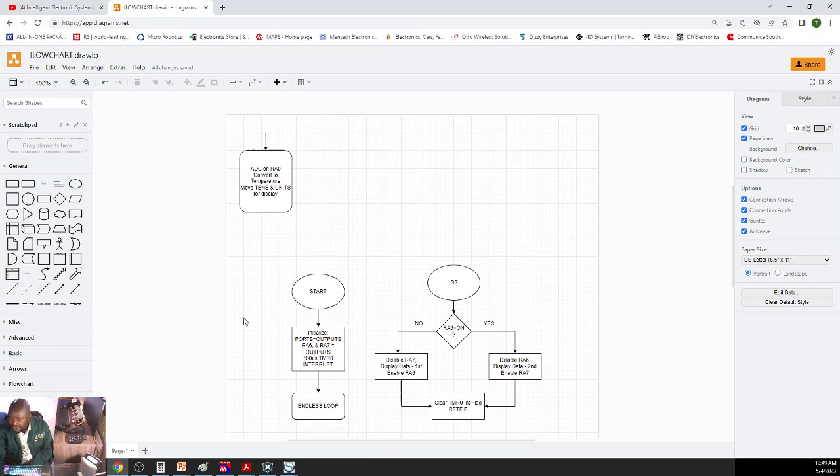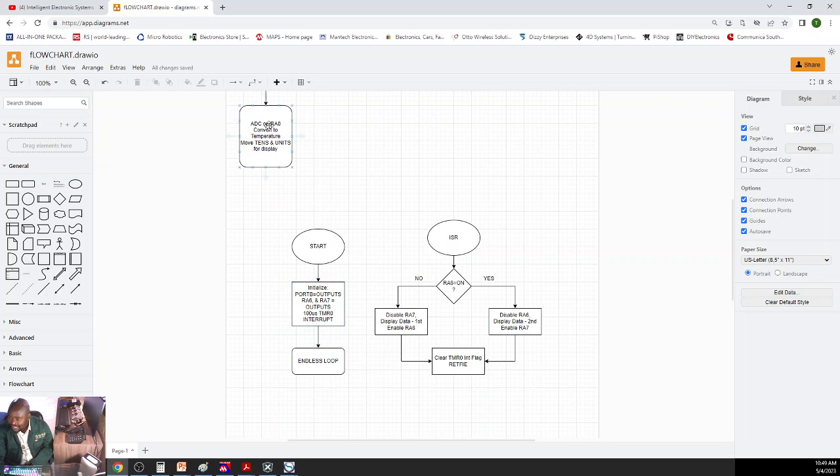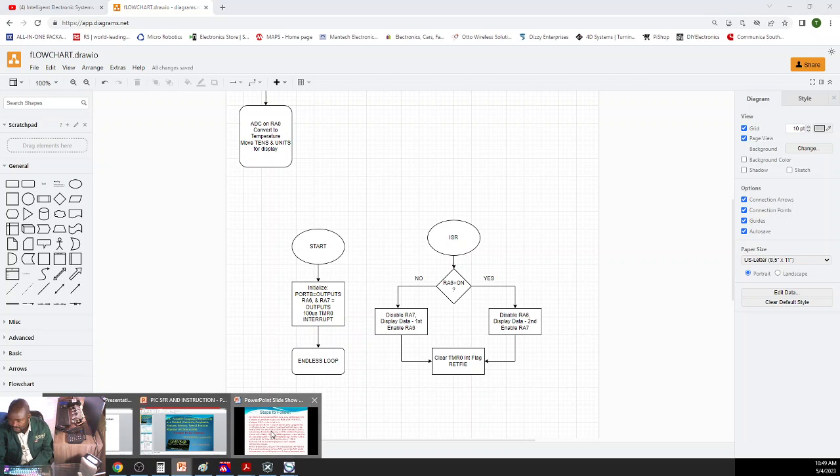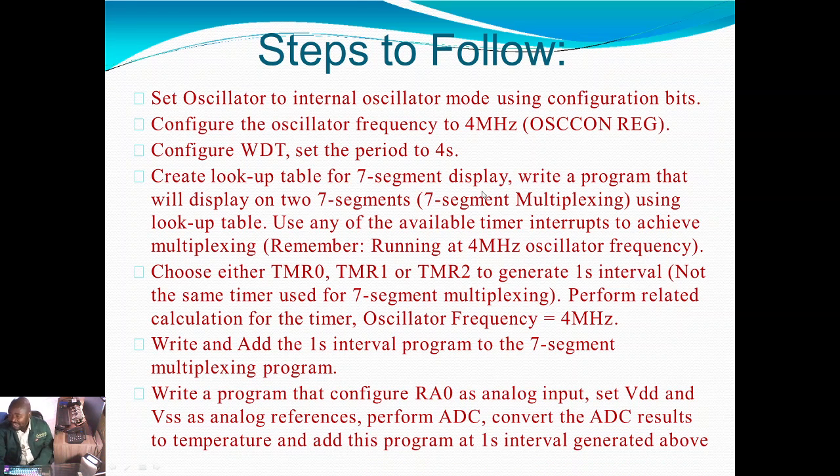Now we are left with performing ADC, this part. But now this part must come at 1 second interval. That's what the question said. 1 second interval. We did already the program for 1 second interval. We just did the ADC.